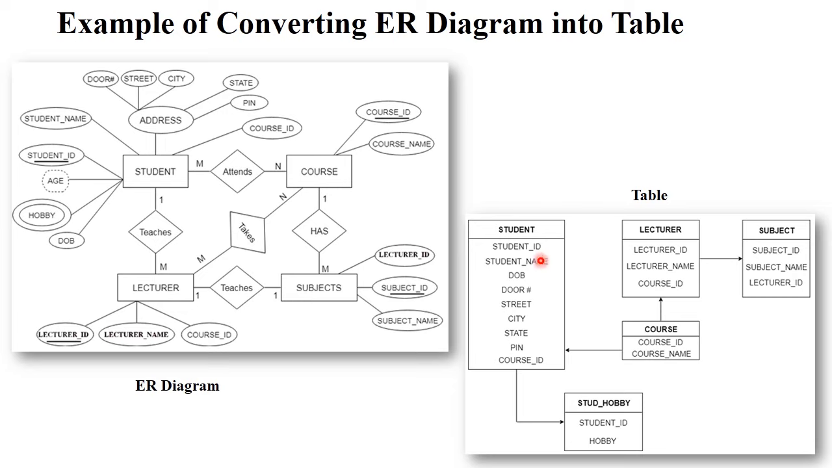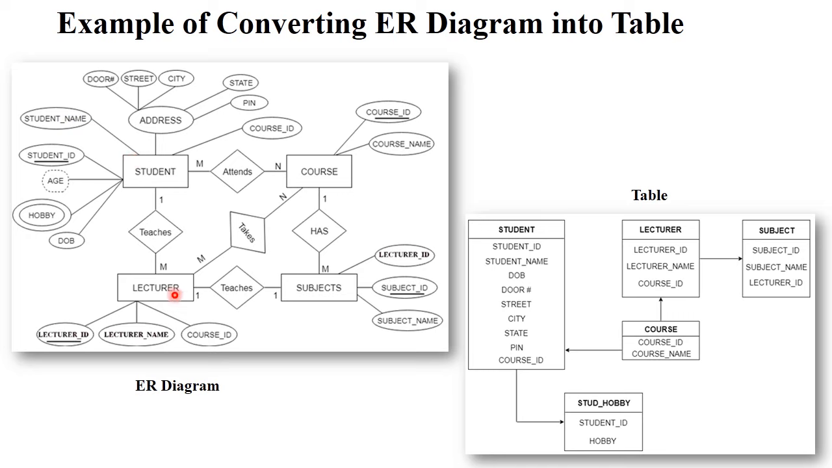So first take the student table. How many attributes does student have? Student ID is your first column, then student name, then address, but this address has composite attributes like door, street, city, state and pin. You can take these composite attributes in your table as columns. So mention door, street, city, state and pin number. And the last attribute of student is course ID. So this is your first table, the student table, with the composite attributes.